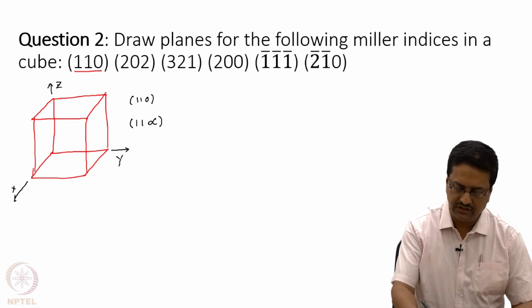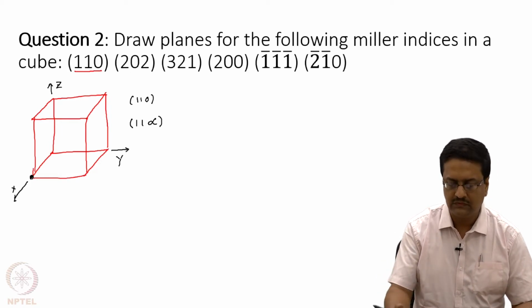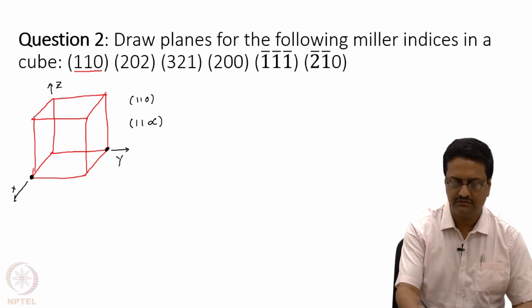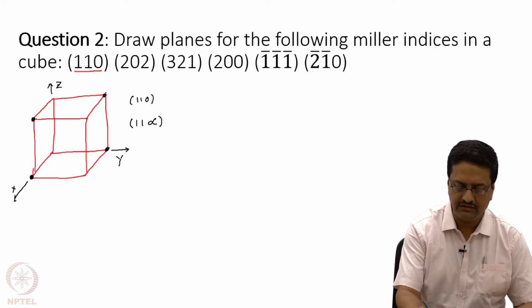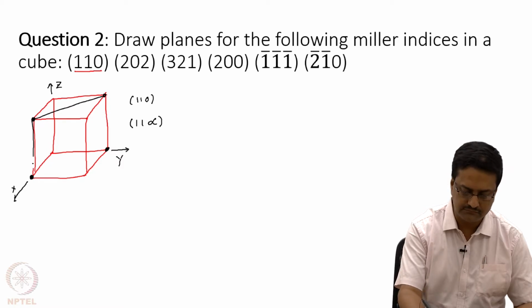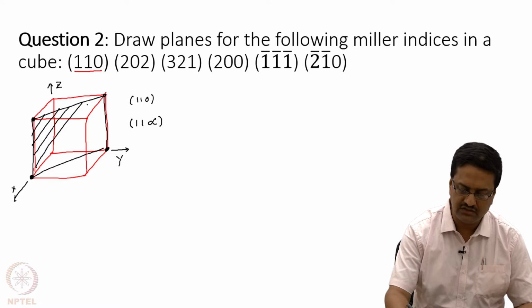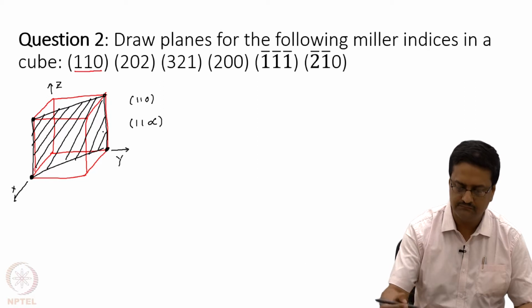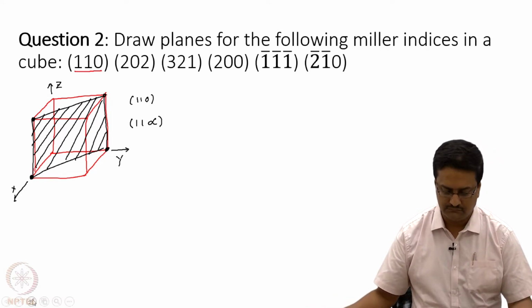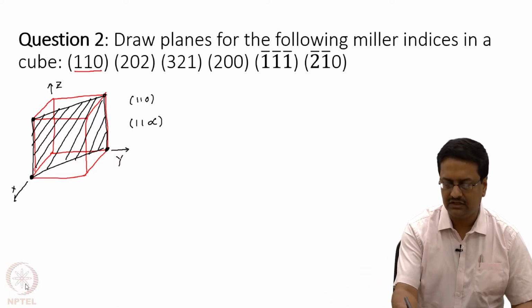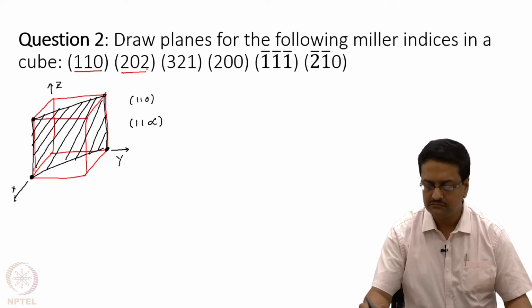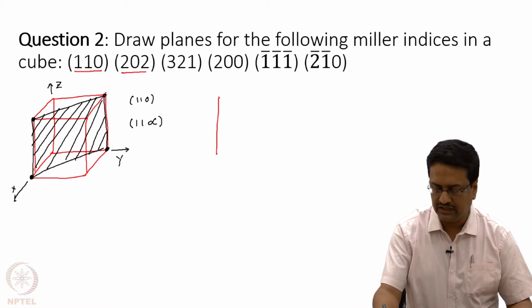So if we assume x in this direction, y here and z up, the intercept on x is 1, intercept on y is 1, so this means the plane is like this. So this is the 110 plane in the unit cell. The next one is 202. Once again we should draw a cube.